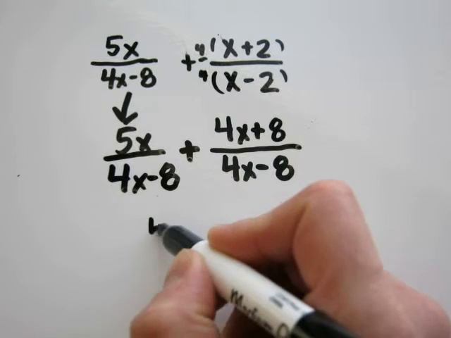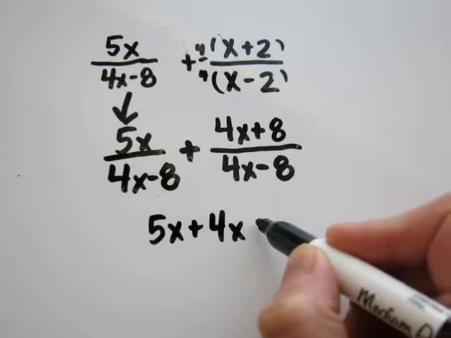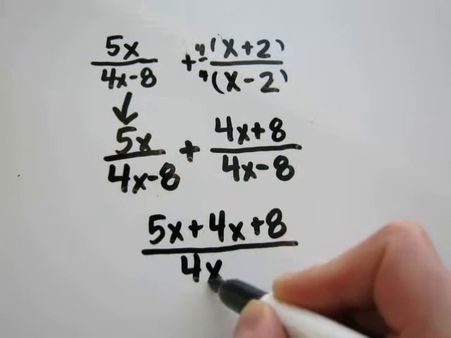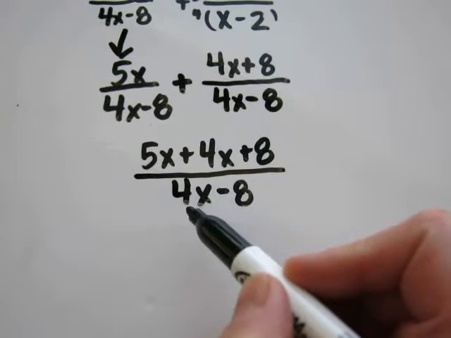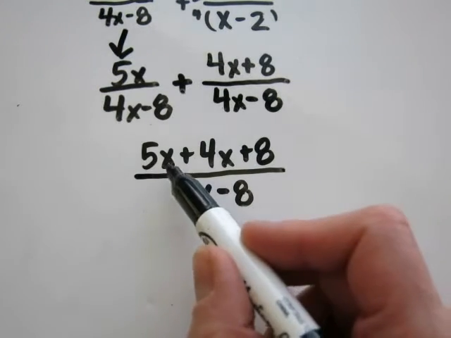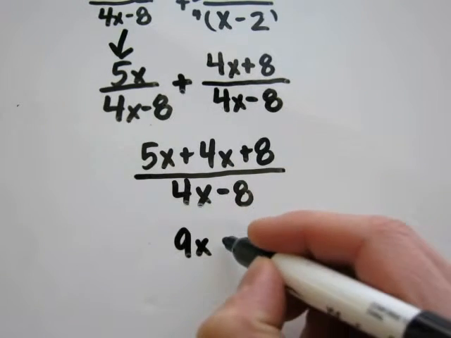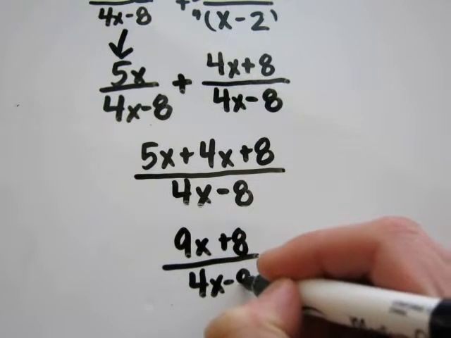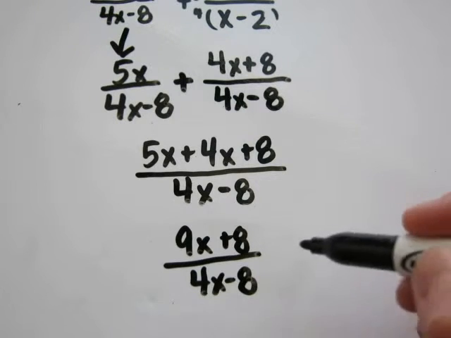This can be rewritten as 5x plus 4x plus 8 over 4x minus 8. Now I just need to combine the like terms, so I'll add the coefficients of x, 5 plus 4, which is 9. That's 9x plus 8. Looking at the choices, 9x plus 8 over 4x minus 8 is the same as letter E.